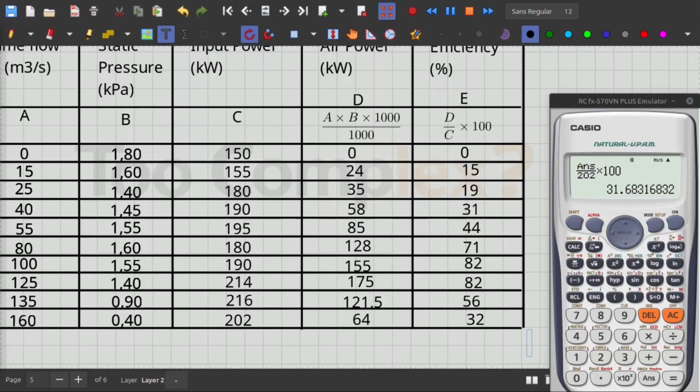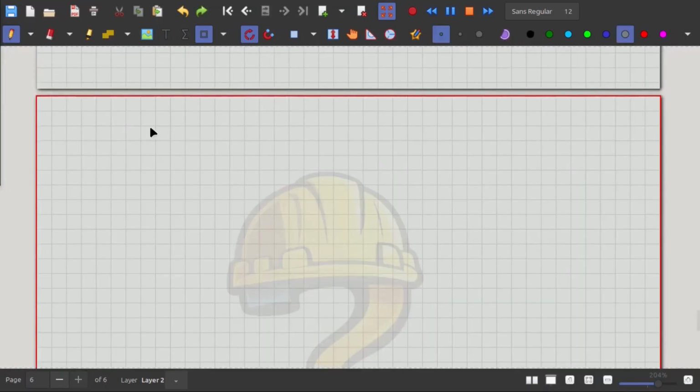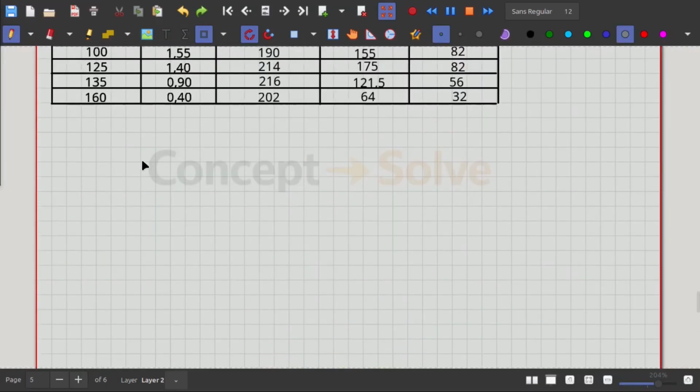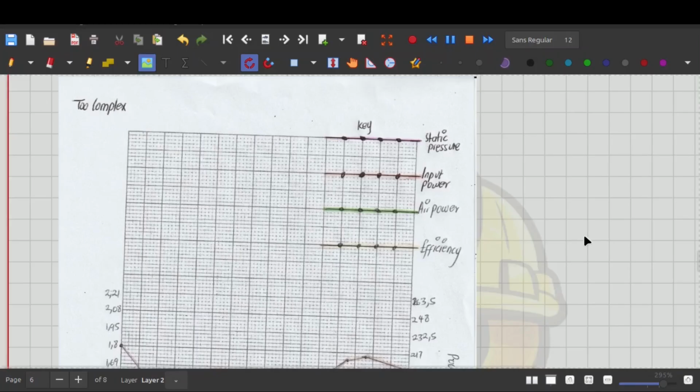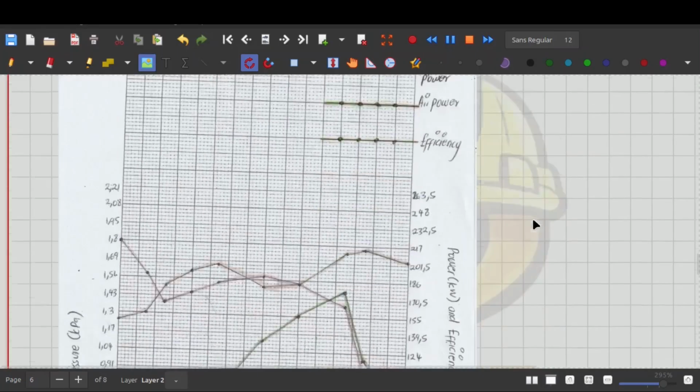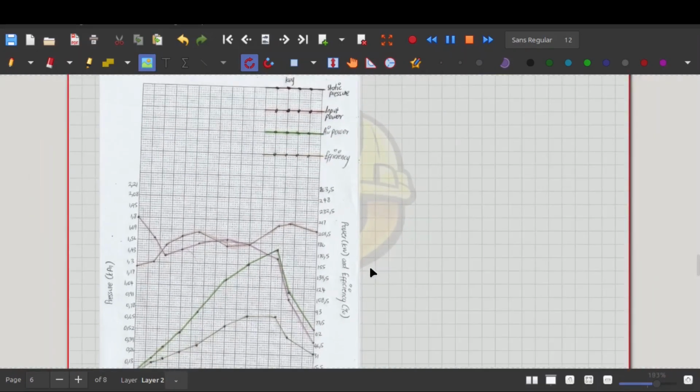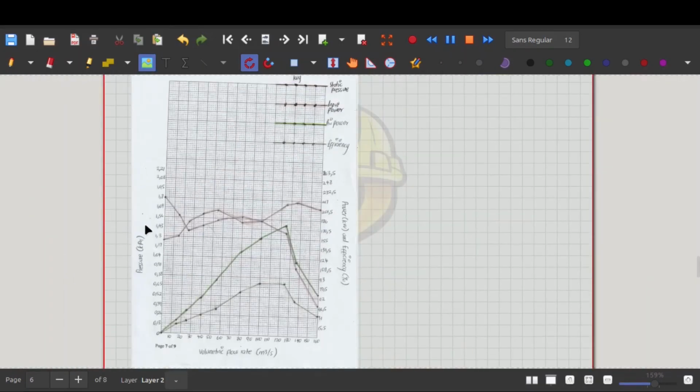With that done, we can look at 1b, where we are required to graph the information that we've just calculated. For the sake of time, I decided to hand draw the graph. This is what everything looks like. That's our pressure there. We've got our volumetric flow rate there. We've got our power and efficiency on the right hand side. That's how everything looks.